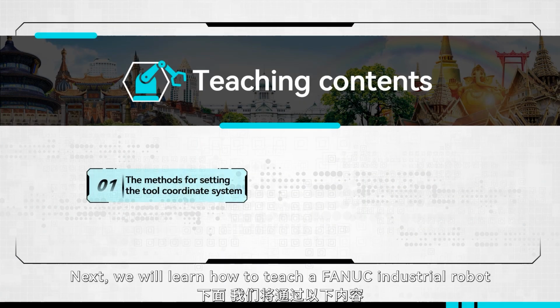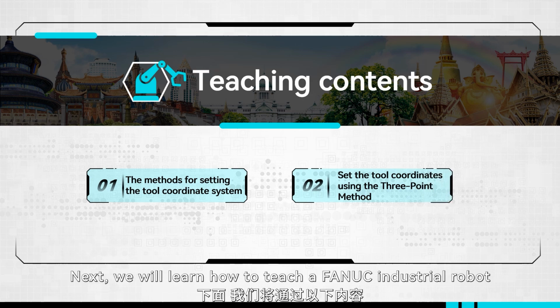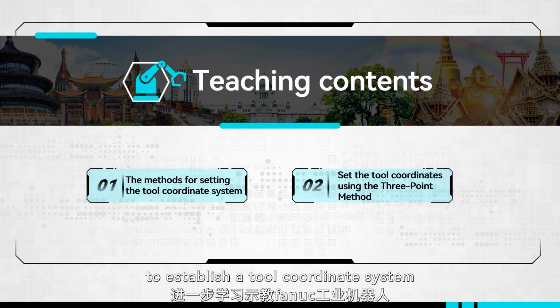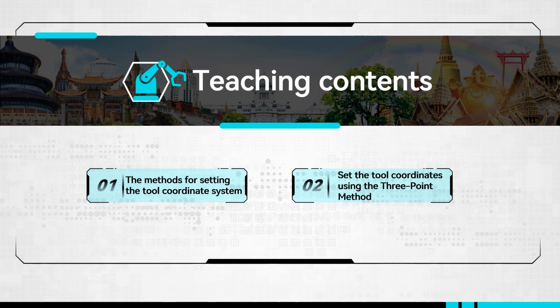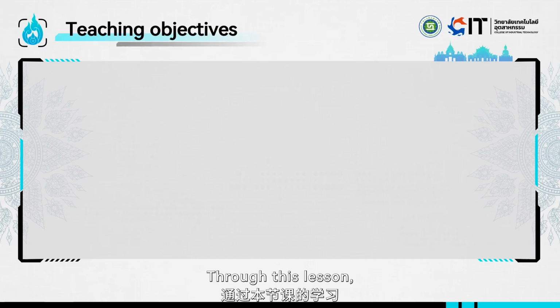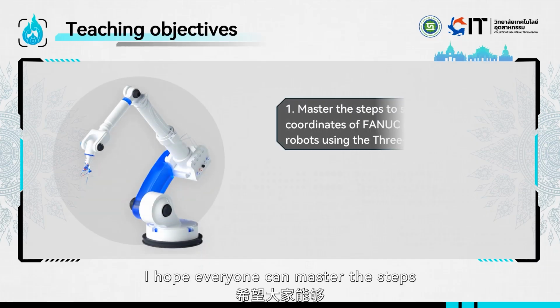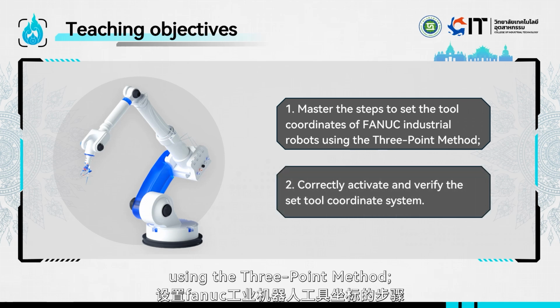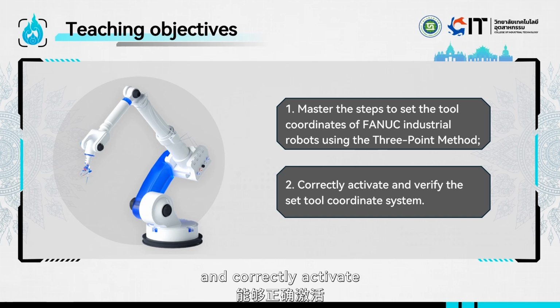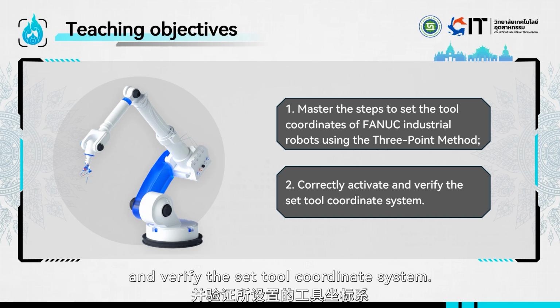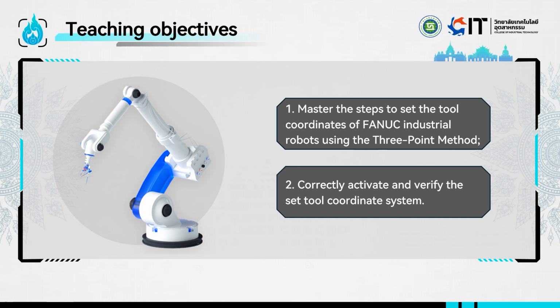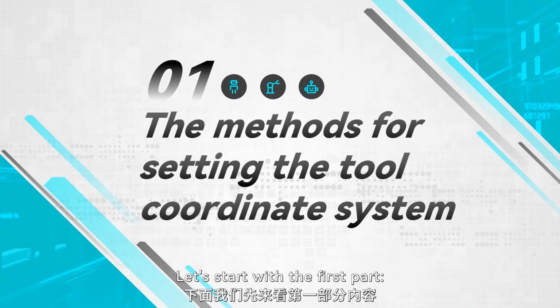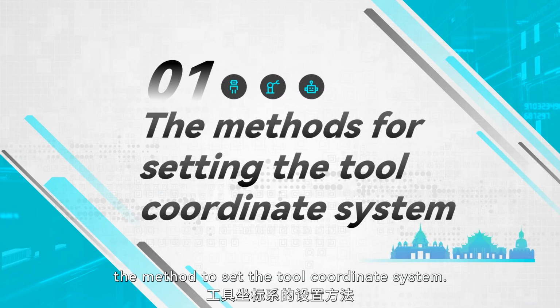Next, we will learn how to teach a FANUC industrial robot to establish a tool coordinate system through the following content. Through this lesson, I hope everyone can master the steps to set the tool coordinates of FANUC industrial robots using the three-point method, and correctly activate and verify the set tool coordinate system. Let's start with the first part, the method to set the tool coordinate system.